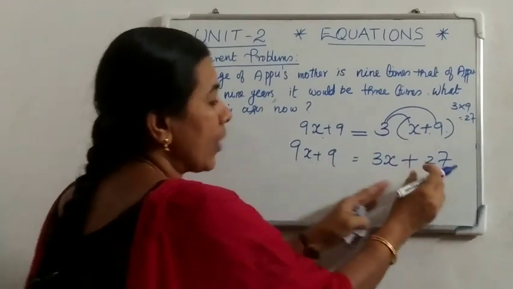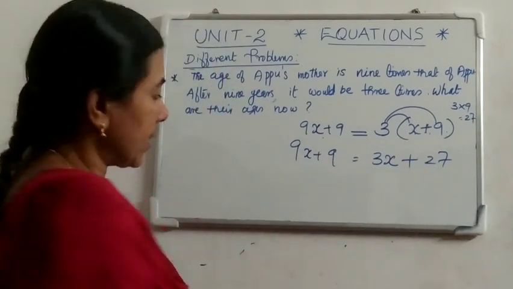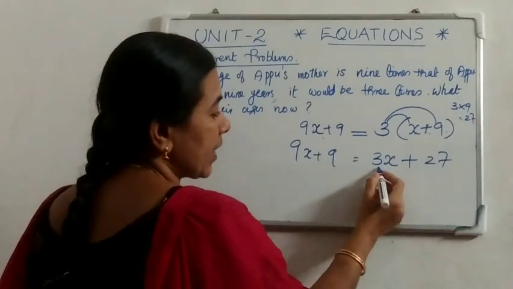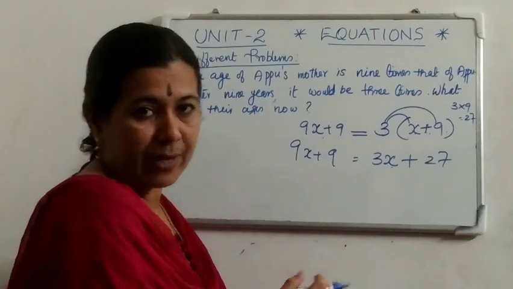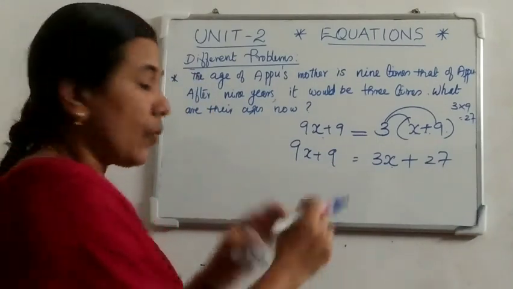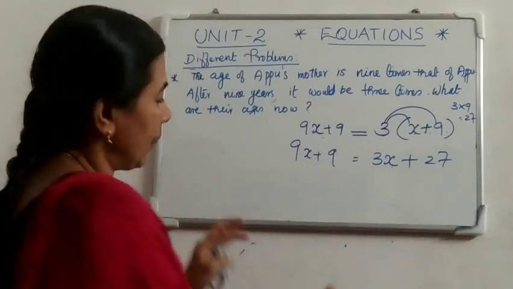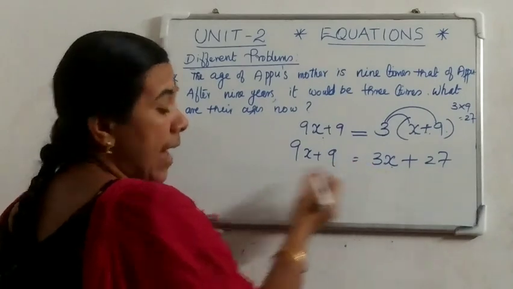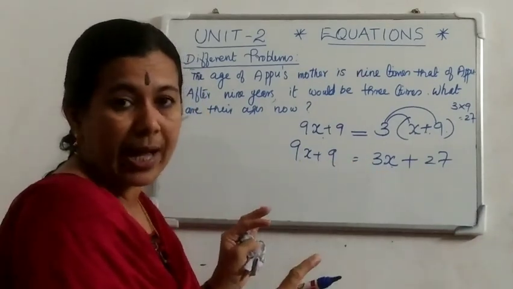On the left side and on the right side, variable and numbers are there. Here the variable is 9x, here the variable is 3x. Here the number is 9, right side number is 27. As in the previous problem, we want to put together variables on the one side and numbers on the other side. Therefore, which variable is larger? Here 9x, here 3x. Which one is larger?